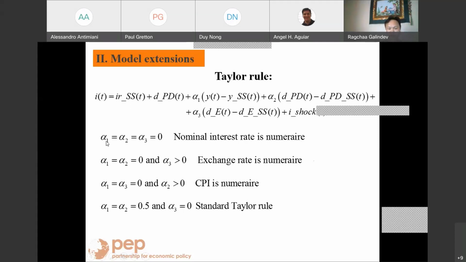So these parameters alpha 1, 2, and 3, those are the important ones. If I set them all equal to 0, the nominal interest rate is going to be the numeraire. If I set alpha 1 and 2 to 0, and alpha 3 is non-zero, the exchange rate is going to be the numeraire. Or if I set alpha 1 and alpha 3 to 0, and alpha 2 is non-zero, CPI, the consumer price index, is going to be the numeraire. And finally, if alpha 1 and 2 are 0.5 and alpha 3 is 0, that's the standard Taylor rule.